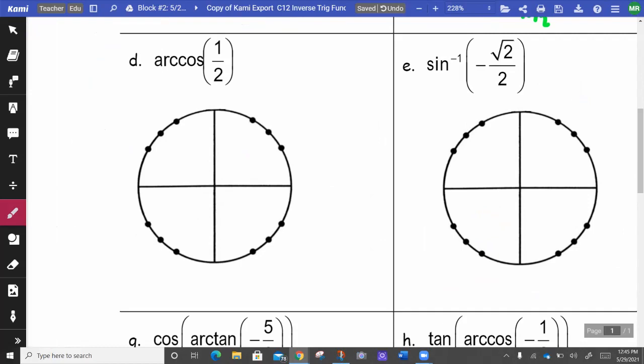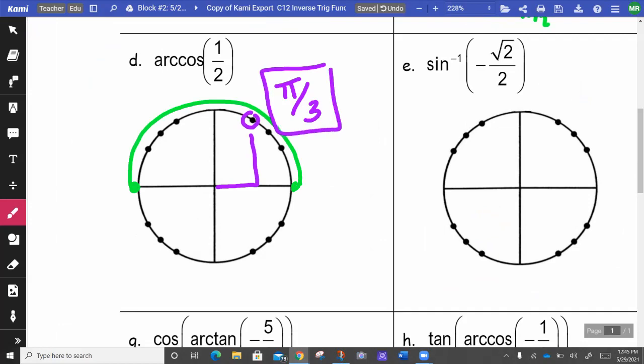Arccosine 1/2. So we're starting from 0 to pi. That's where we're looking. And cosine at 1/2. That's going to be short long. So that is going to be pi thirds. And that's my answer.